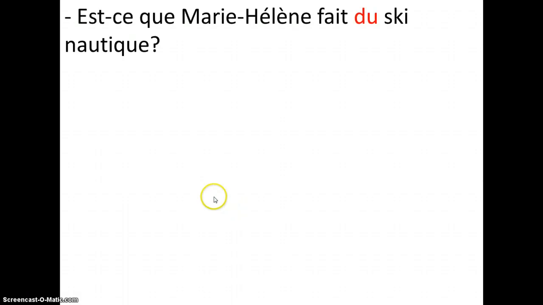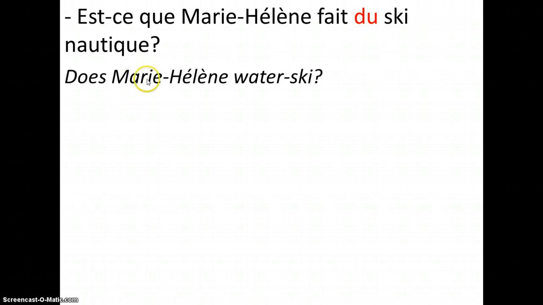Now another example. Est-ce que Marie fait du ski? Does Marie water ski? Est-ce que Marie fait du ski nautique? It's a question again, and the answer is going to be oui, elle en fait. Elle en fait. So du ski nautique is replaced by en, and then the en goes right before the verb. Oui, elle en fait.